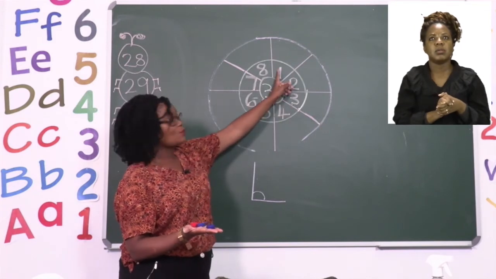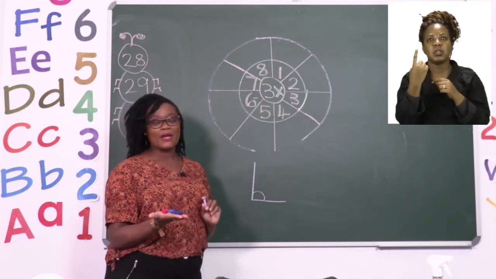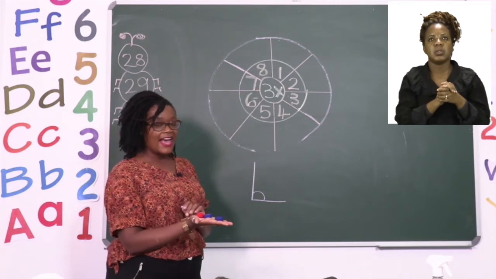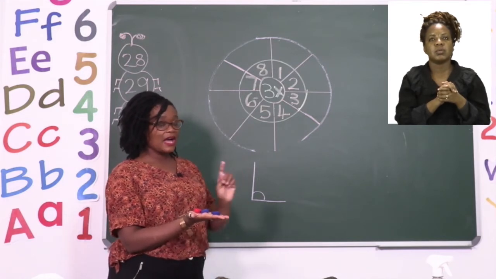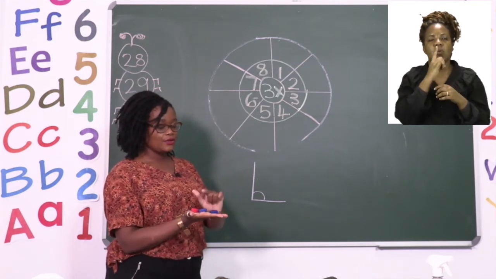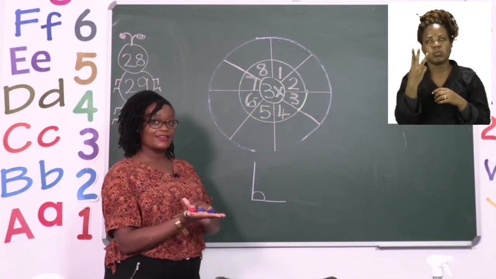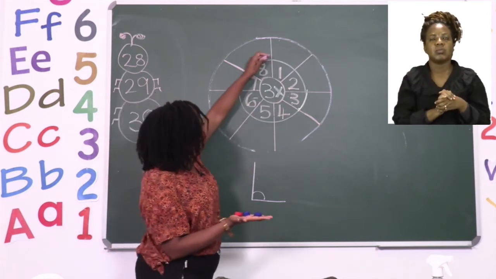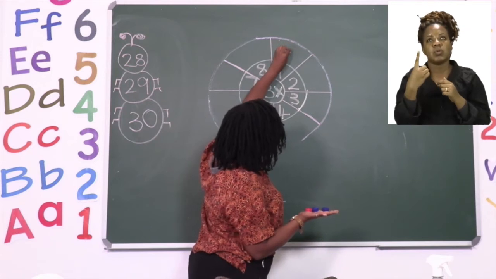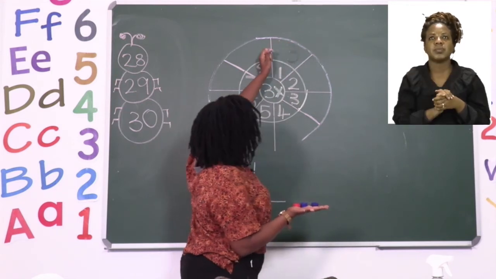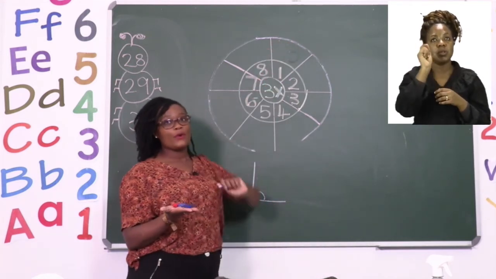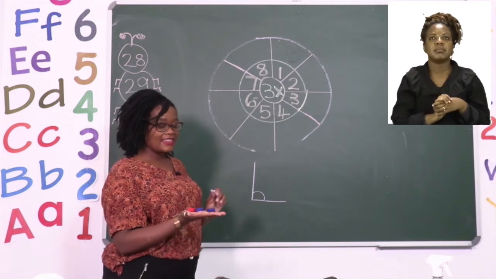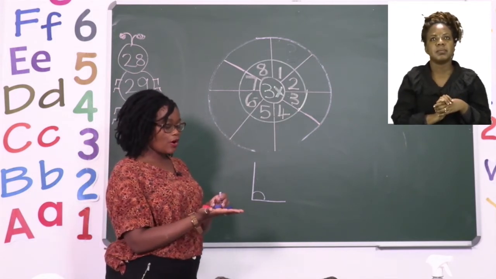3 times 1, which means that I'm counting for the first time. And if it's 3 times 1, then we count once. 1, 2, 3. So 3 times 1 is 3. So I write my 3 on top of the 1. And then I move on.